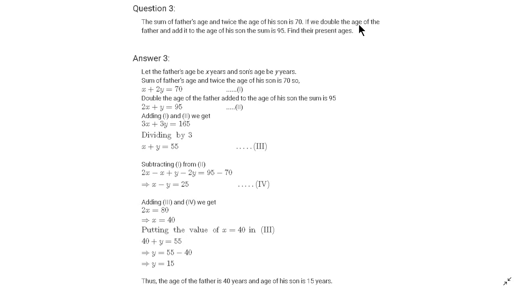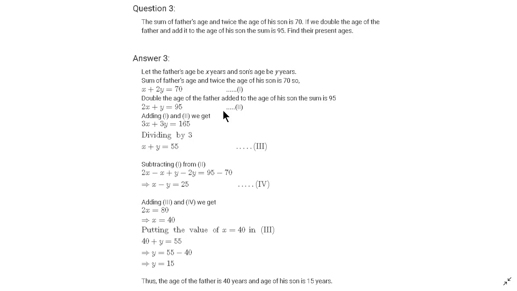Then, if we double the age of father, what is the age of father? x. Doubling the age is 2x. And add it, add it means plus, to the age of his son. What is age of son? y. 2x plus y is equal to, the sum given is 95, so 95. This is equation number 1, this is equation number 2.